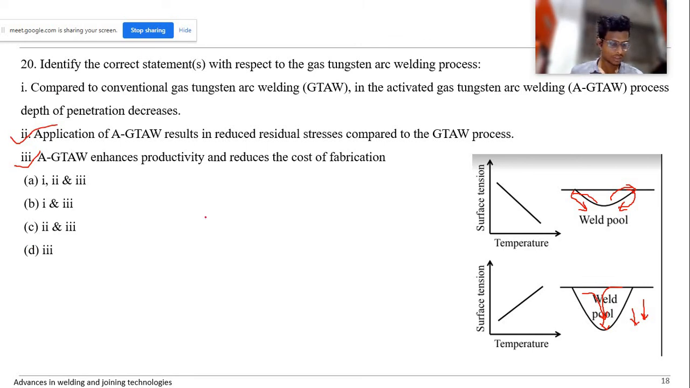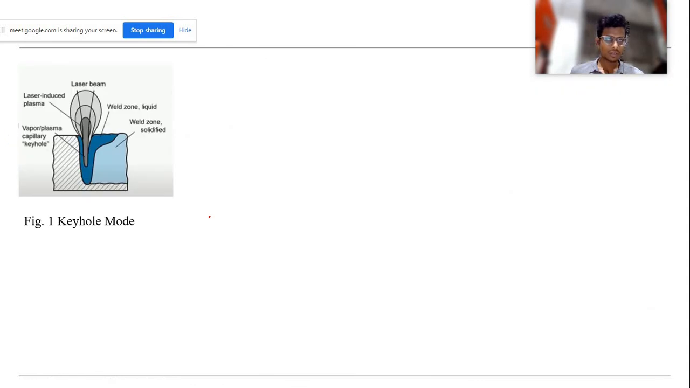I hope you guys are clear. These questions were done in the last class. Someone asked about the keyhole mode. In the second week, sir explained the keyhole mode in friction welding and also in electron beam welding. Basically, there are two modes.